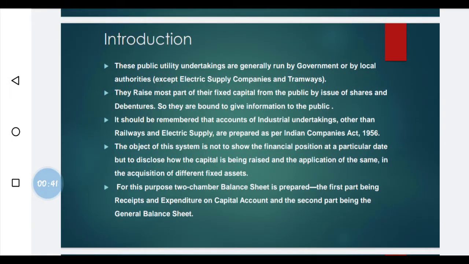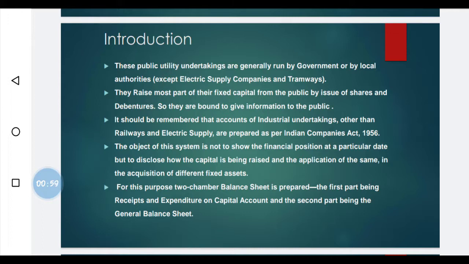They are generally run by government or by local authority except electric companies and tramways. They raise most of their fixed capital from public by issue of shares and debentures, so they are bound to give information to the public.